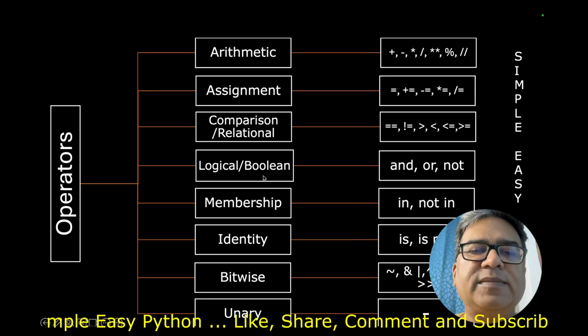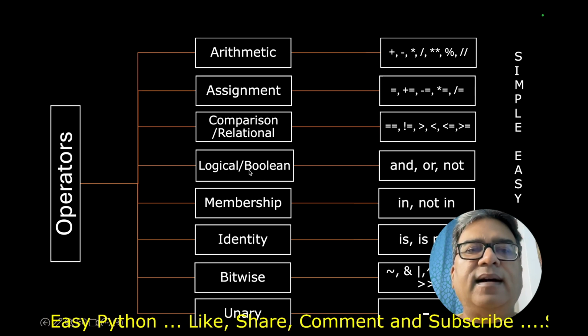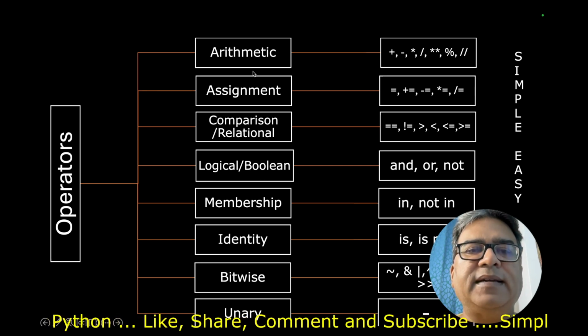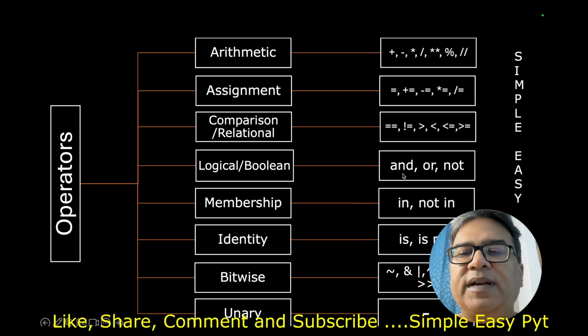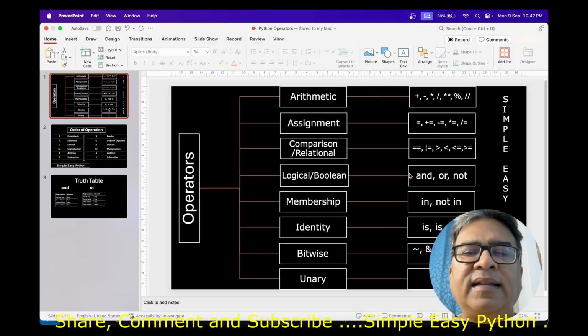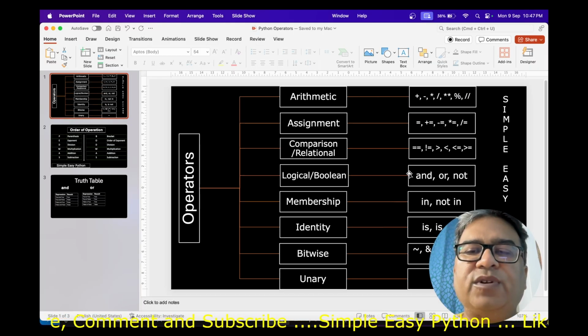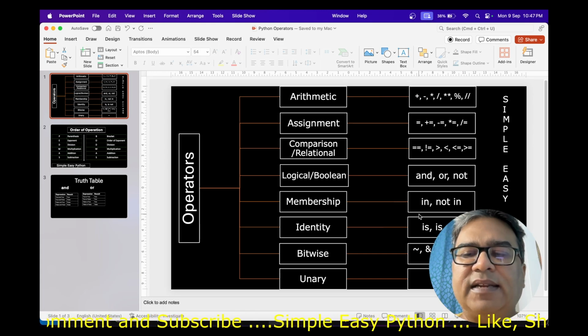Today I am going to discuss logical or Boolean operators. I have already discussed arithmetic, assignment and comparison operators. There are three Boolean operators: and, or, not, and at the end of this video I have got a bonus tip for all of you. Now let us start.